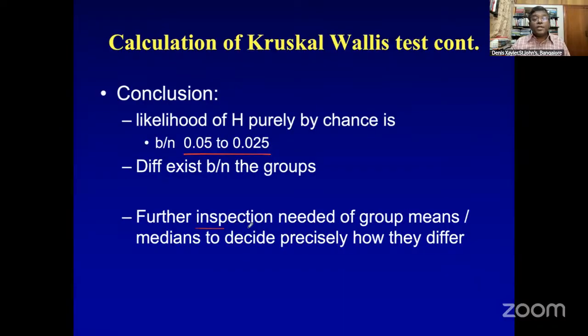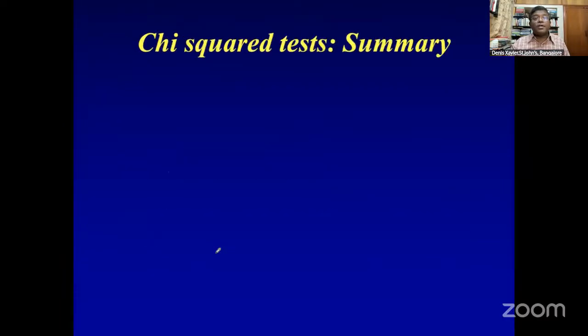Now we need to further inspect the group means or the medians to decide which is precisely low and how much they differ. You saw the difference between the three. We can do further tests to calculate that.